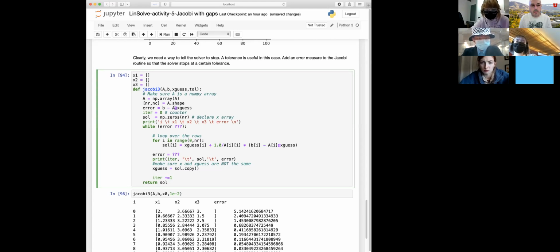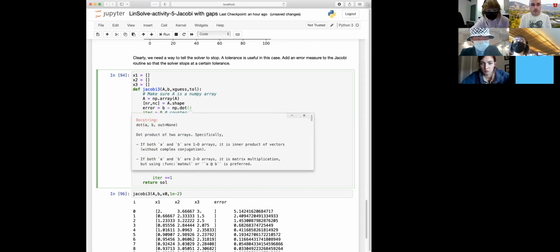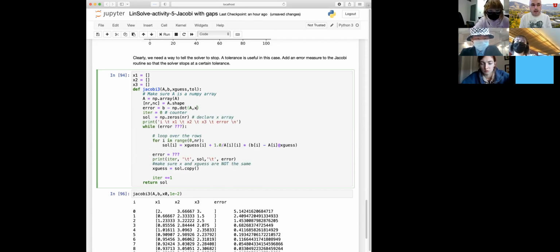Right, that's A. Remember last time I said you can take the dot product between a matrix and a vector. We're using this @ symbol, A @ B. If this is not working, there's another version, np.dot, and you can put A and x guess. So that's kind of our initial error, right? We can't do anything better than that. Or you can put a large value to force it to go into the iteration. You can put, whatever, 100,000 over here or a million.